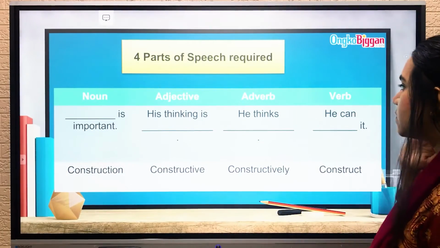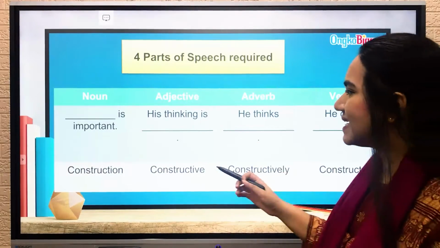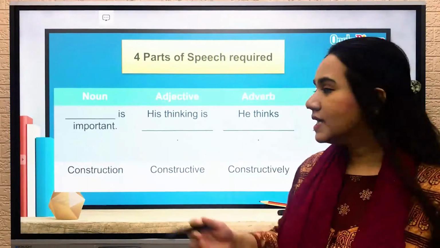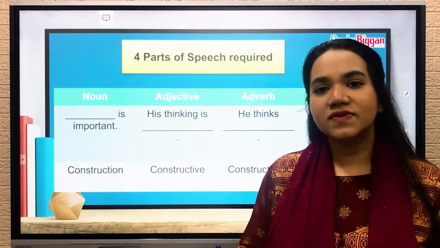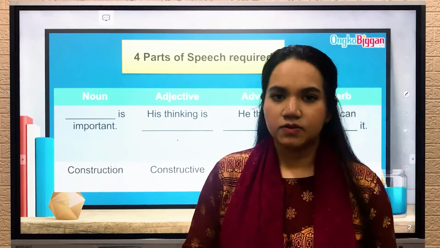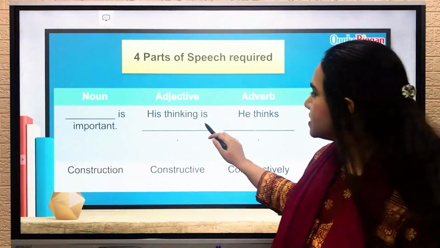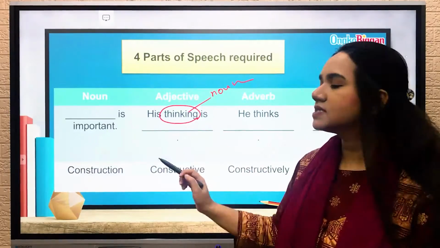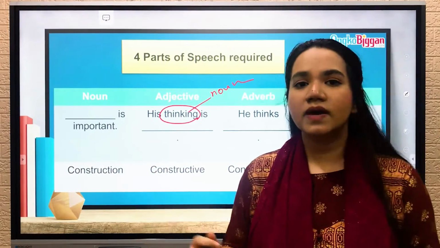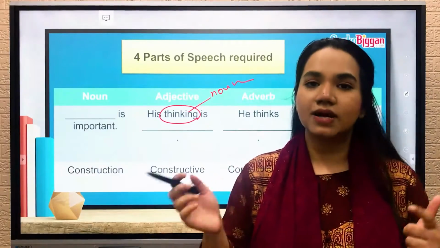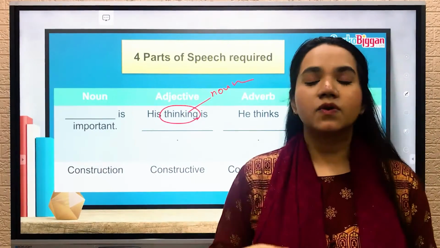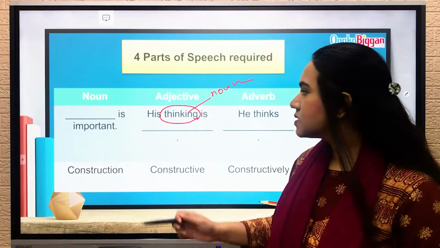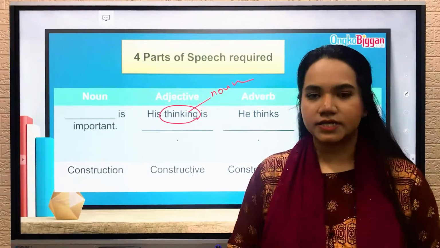Then in another blank, whenever we need to put an adjective, it's not construct anymore, it's constructive, right? His thinking is dash. An adjective is any word that describes the noun. So in this case, what is the noun? The word thinking. Here the word thinking is the noun. So his thinking is dash, which means that in the dash we have to put the word which is used to describe the noun, which is thinking. So if you want to describe it, what will we put? We will put the word constructive in its place. So therefore it turns into an adjective.